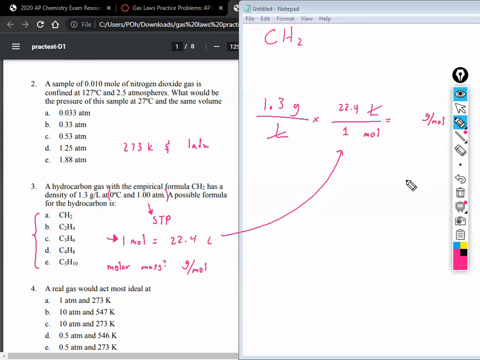Okay, I'm going to give you guys 2 minutes. You can work with the person next to you. I want you to finish up that equation, and I want you to figure out which one of these chemicals, A, B, C, D, or E, is the real formula of the hydrocarbon gas we're looking at. So take a second to try that out.